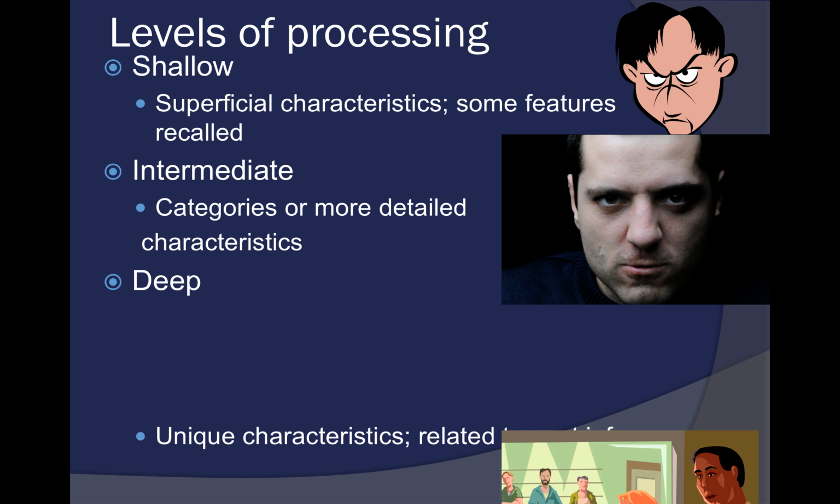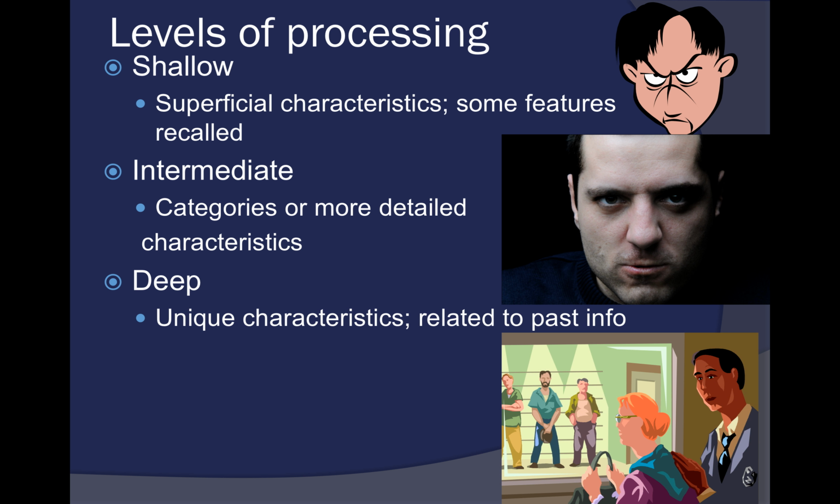And finally, the deepest level of memory is called deep, and it's unique characteristics related to past information, like being able to recognize that person in a lineup. And that turns out to actually be a very difficult task. So these three levels reflect different levels of working with information and also reflect different levels of ability to remember detail.